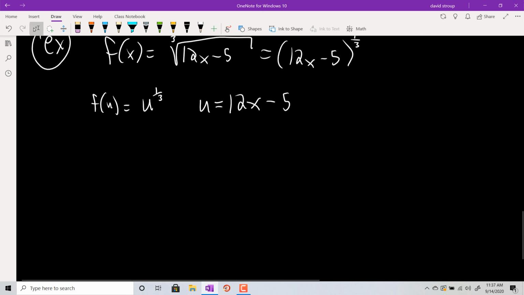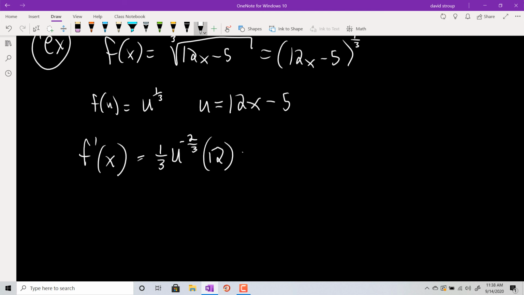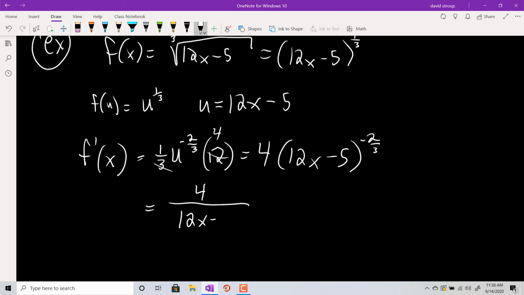Again, to get the derivative, we just take the derivative of the pieces. The derivative of f of u will be 1/3 u to the 1/3 minus 1. So 1/3 minus 3/3 is minus 2/3, times the derivative of 12x minus 5, which will be 12. So 3 goes into the 12 four times, so we're going to get 4u, and u is 12x minus 5, back substituting, to the negative 2/3. And then if you wish, you can get rid of that negative exponent. I won't penalize you on a test if you don't do that, but some people just hate those negative exponents.